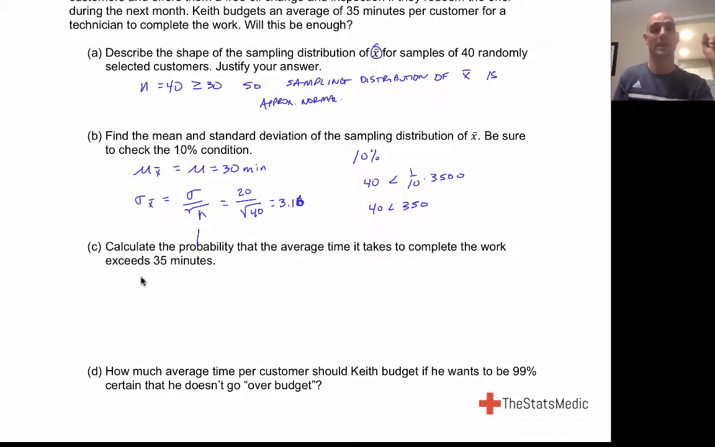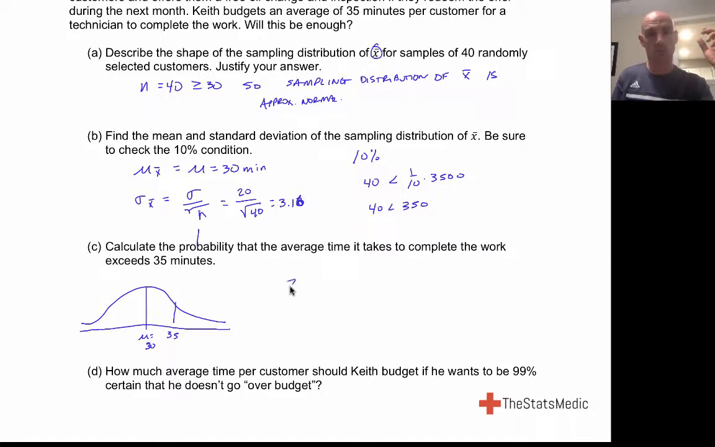And so when they ask us to calculate the probability that the average time it takes to complete the work exceeds 35 minutes, that's actually the question. So Keith thinks he's some kind of genius, and he's like, oh man, I've got this 35-minute threshold here, and I know that the mean is 30, but I'm feeling like, because the standard deviation was 20, what are we going to do? So he selects 40. So here we go.